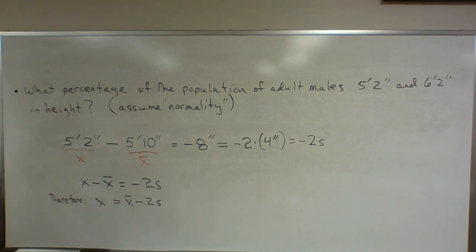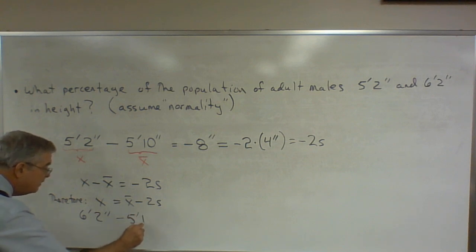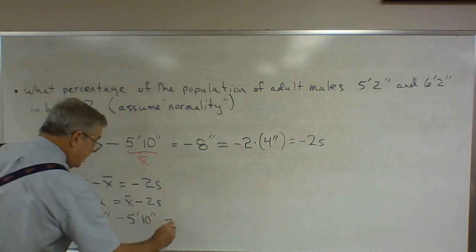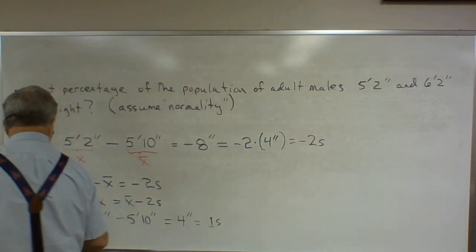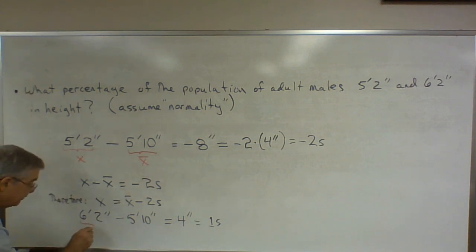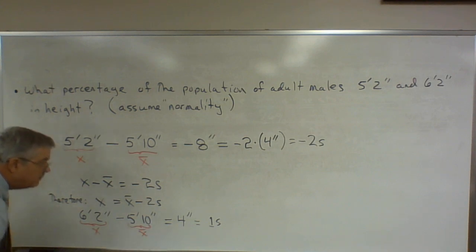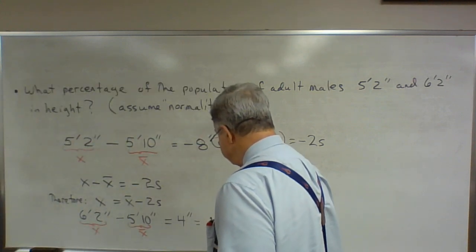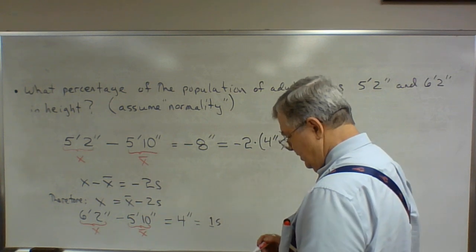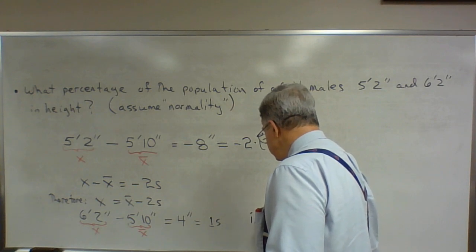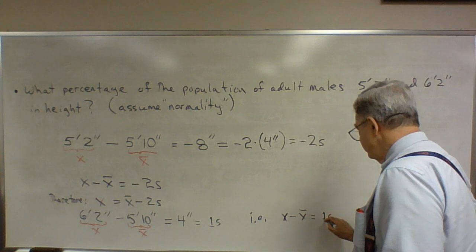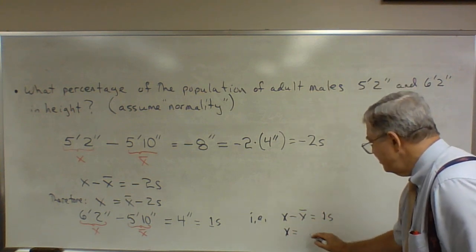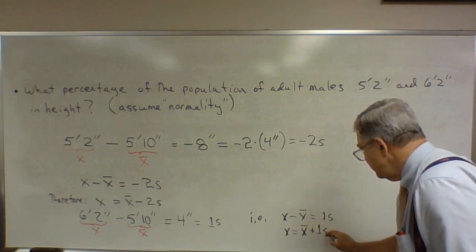Now we also had 6'2" minus the mean 5'10" equal 4 inches, and that's 1 times s. And here we established that this x value minus the mean x bar is equal to 1s. And so x, if we add x bar to both sides, is the mean x bar plus 1s.